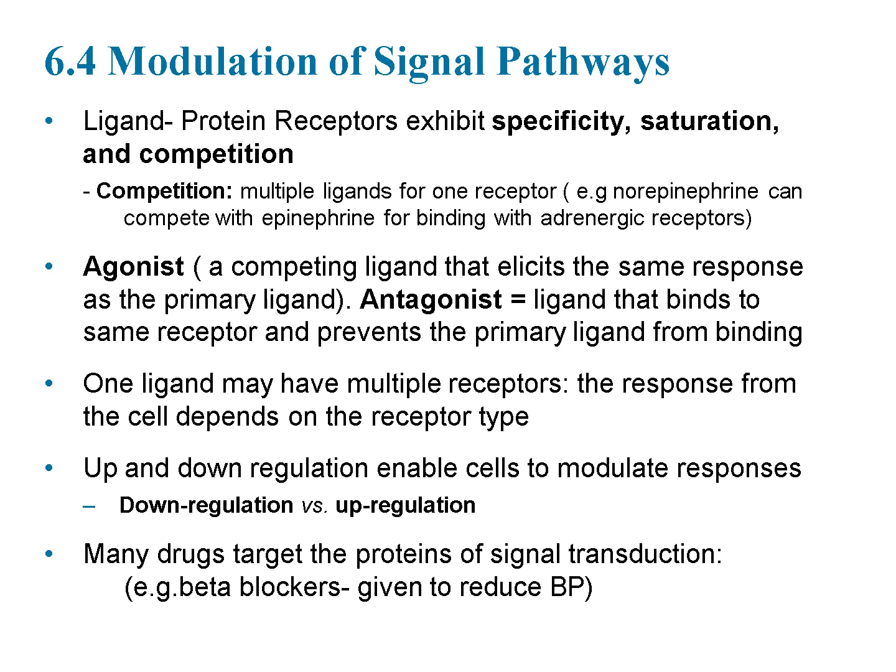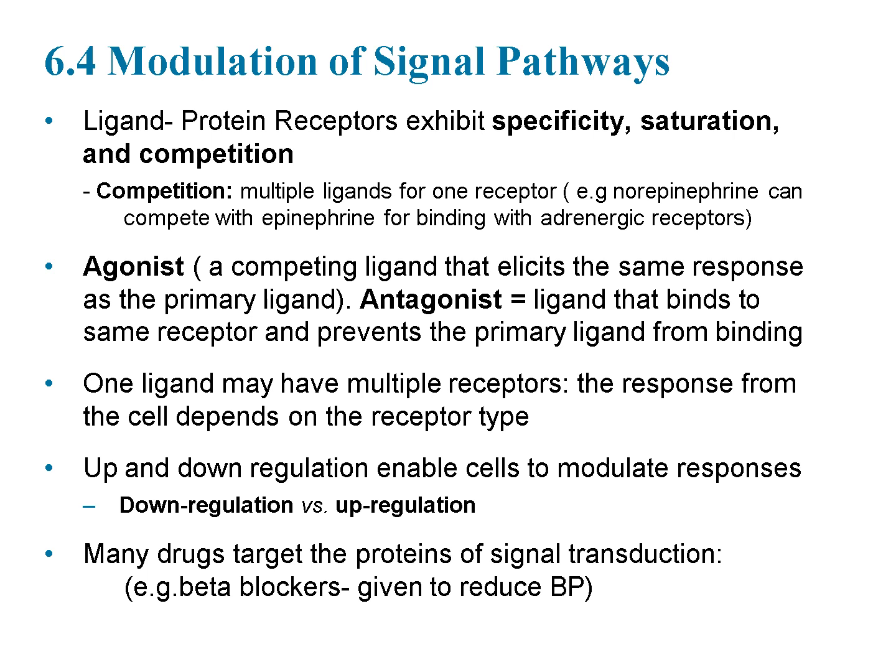Cells can also adjust their sensitivity through upregulation and downregulation. Downregulation involves decreasing the number of receptors, which reduces sensitivity to a signal. This can happen when a signal is too strong or sustained over time, helping prevent overstimulation. Upregulation is the opposite, where the cell increases the number of receptors to enhance sensitivity, often in response to low levels of a signal. Finally, many drugs target proteins involved in signal transduction pathways.